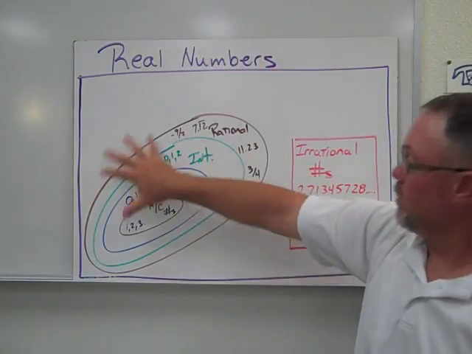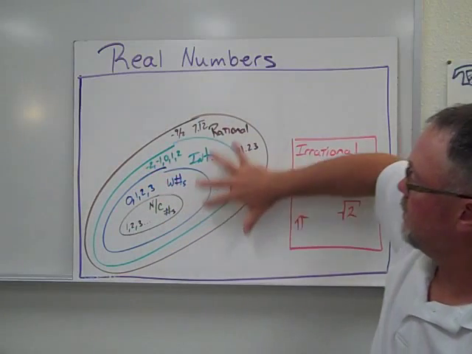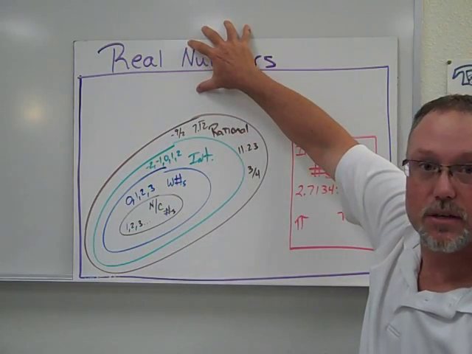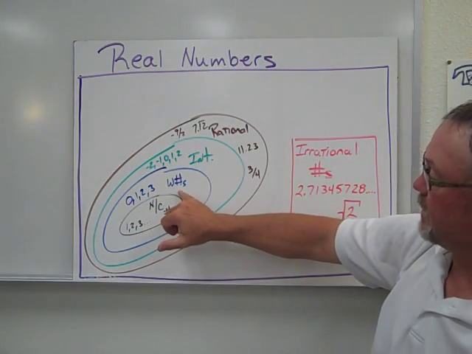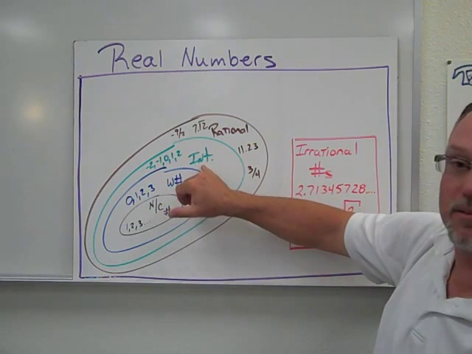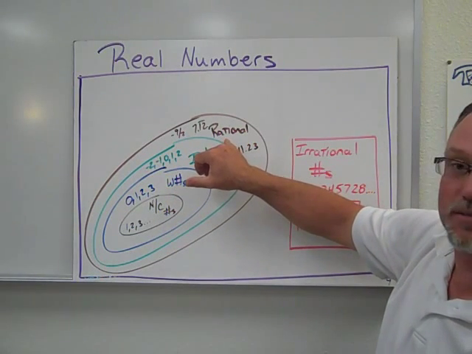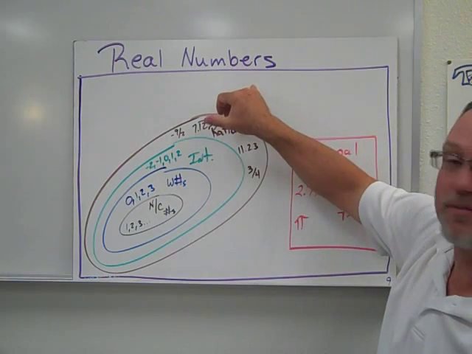Big picture. All of this is a subset of this. So this is a subset of this. This is a subset of this. This is a subset of this. This is a subset of this.